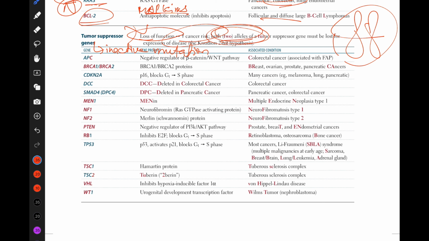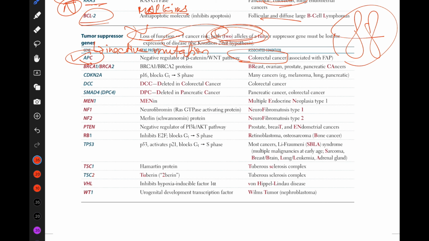Okay? The first gene we are going to study is the APC. The APC is a very important gene that causes colorectal cancer, the starting of the cancer. The cancer starts as a colorectal benign polyp. It starts growing, and that is due to the inactivating mutation of APC.